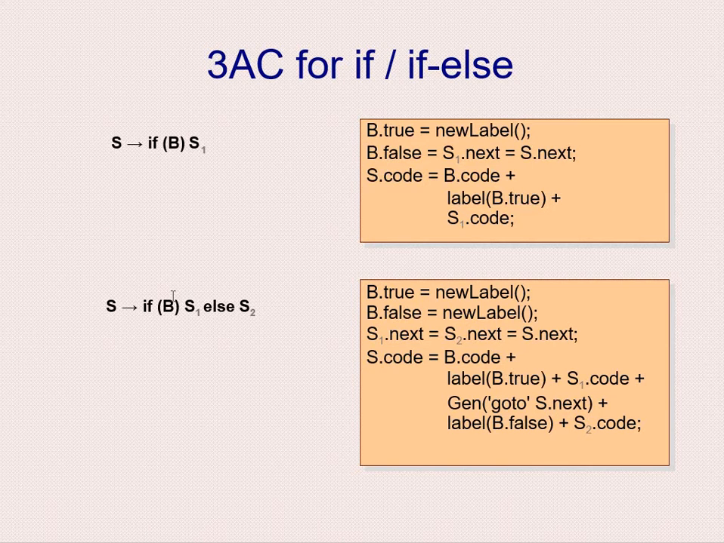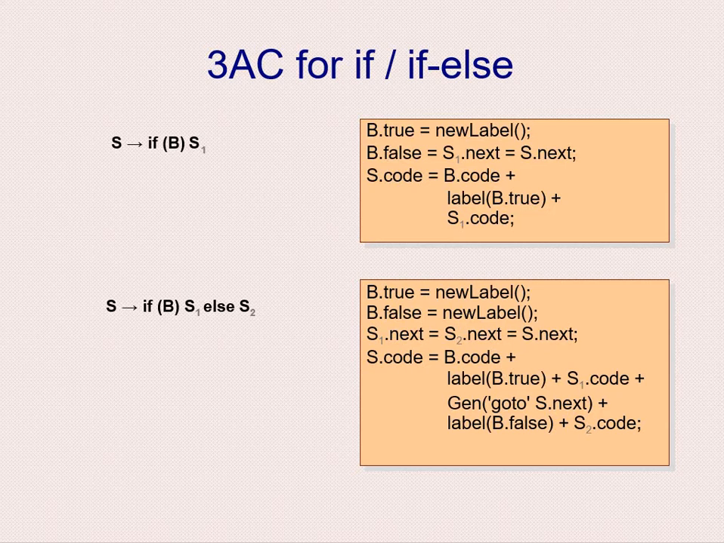Suppose we are having an if-else conditional: if B is true then S1, else S2. So B.true is a new label we find, B.false equals a new label, S1.next equals S2.next equals S.next, whatever the value of S.next is. So S.code we can find as B.code plus label of B.true plus S1.code plus generation of goto S.next plus label of B.false plus S2.code. Like this manner we can represent if or if-else conditional.